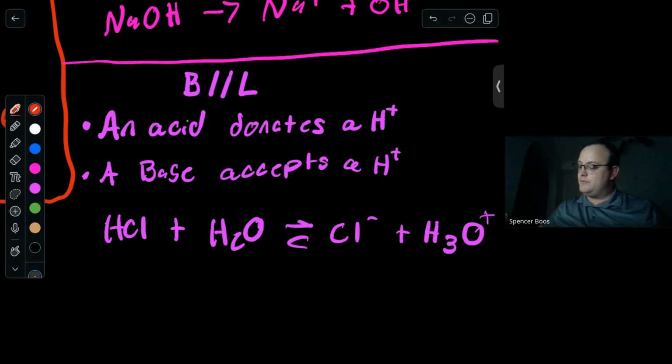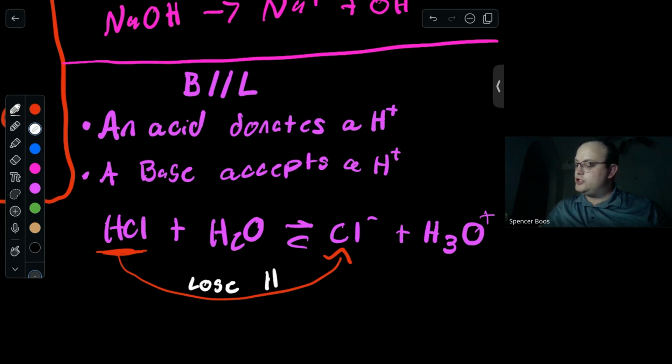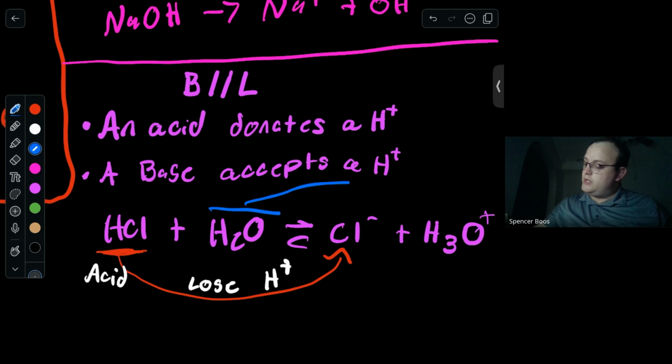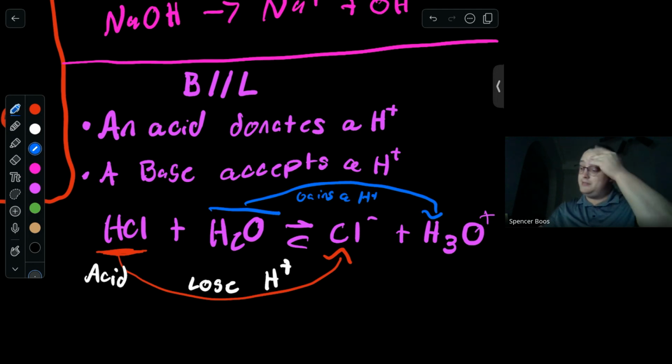So here, we notice that the HCl, as it goes from this side to this side, will lose a hydrogen ion. Because it's losing a hydrogen ion, it's an acid. Conversely, this H2O, as it goes from this side to here, gains an H plus ion, making it a base. And that's really what separates these two theories.